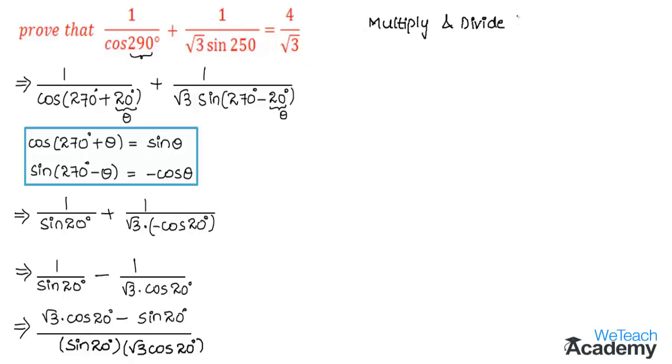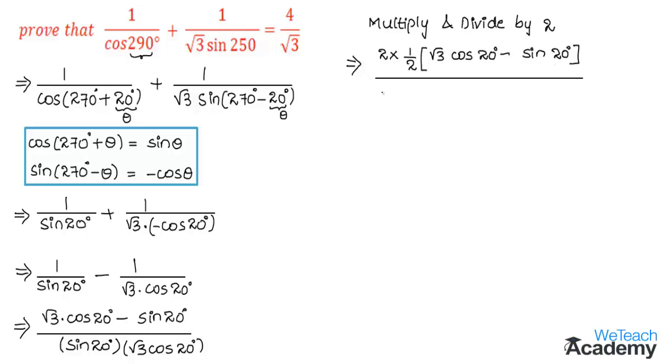And now let us multiply and divide both the numerator as well as the denominator by 2. So by multiplying and dividing, we get 2 into 1 by 2 into the numerator, which is root 3 cos 20 degrees minus sin 20 degrees, divided by the denominator where 2 is multiplied and divided. So we get 2 into 1 by 2 into the denominator sin 20 degrees into root 3 cos 20 degrees. And now let us multiply 1 by 2 to the inner terms, and in the denominator, let us interchange the places of 2 and root 3.